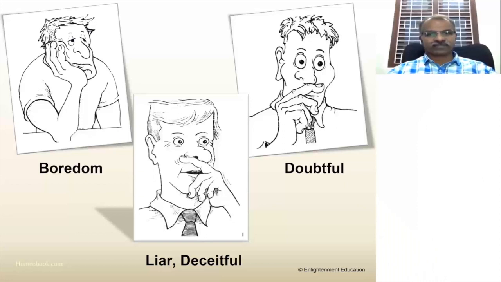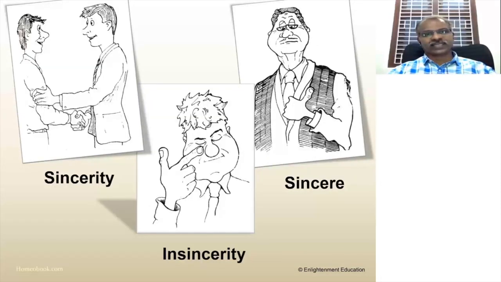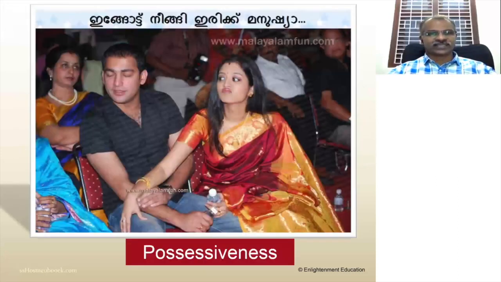Mind liar. And doubtful. Mind doubtful. That's the attitude of the patient. Mind doubtful, that's also a direct rubric. Sincerity. Look at the handshake of sincere people. Insincerity and again sincere. Then possessiveness. This is also a direct rubric.